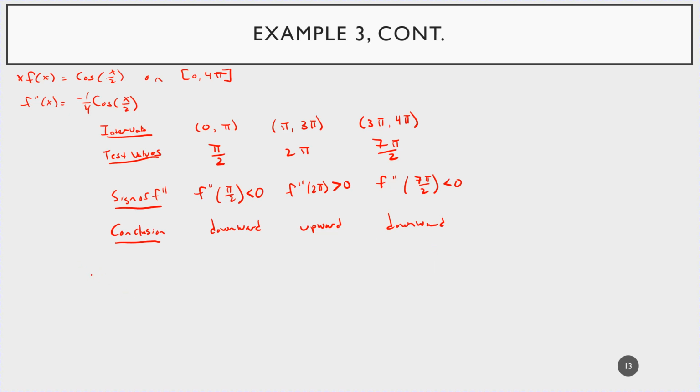So let's just talk about concavity first, and then we'll talk about the points of inflection. It's concave downward on 0 to pi, and then also from 3 pi to 4 pi.